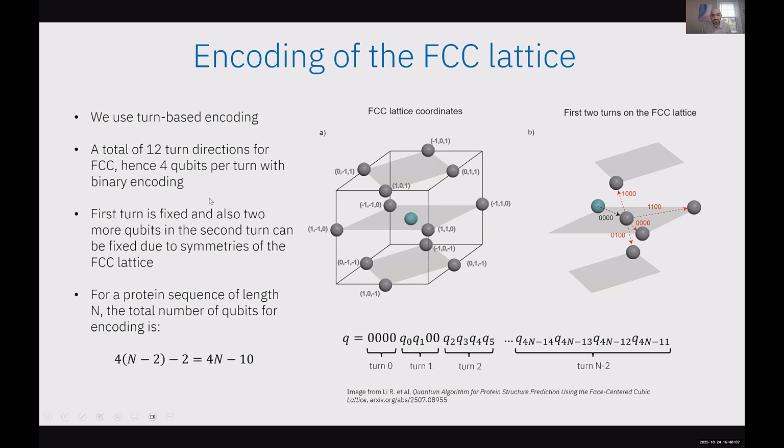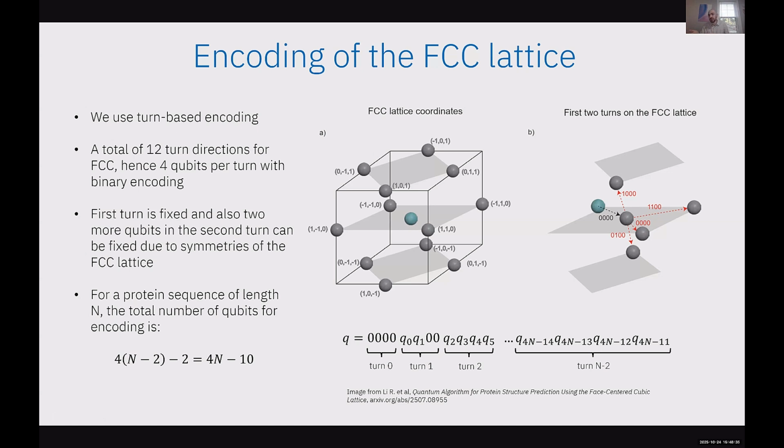There are some nice tricks you can do, but because you have 12 directions, you need to use more qubits to encode this. For each turn you need to spend 4 qubits, or bit strings, to encode the whole thing. In total, if you have n amino acids, we have to use 4n minus 10 qubits. So that's not great. It's still a linear cost, but it's expensive compared to the tetrahedral lattice model.